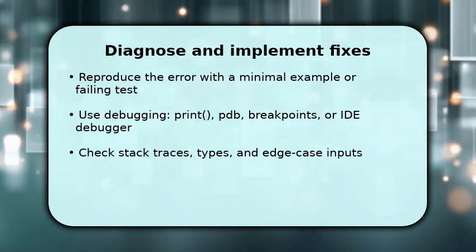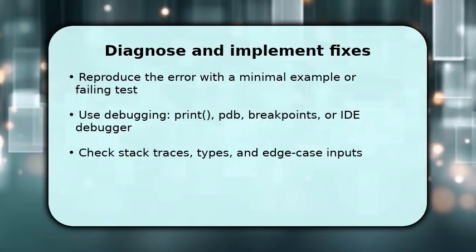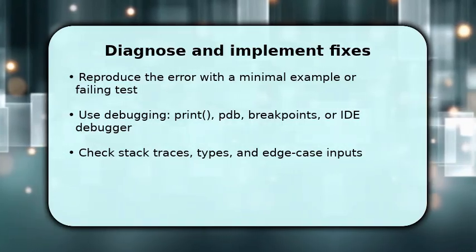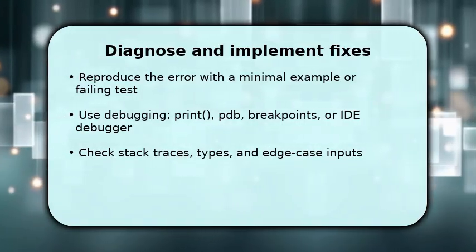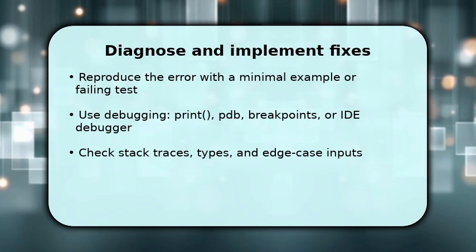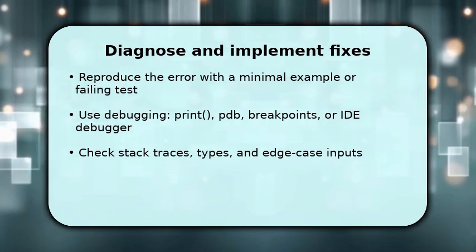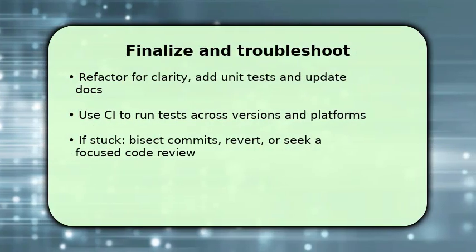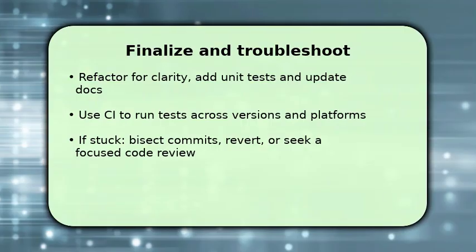Once you see the root cause, implement a focused fix and add tests for regression, making sure edge cases and invalid inputs are handled. Run the full test suite and linting, and confirm performance remains acceptable after the change. You finalize by refactoring the fix for readability and adding unit tests and documentation so the change is maintainable.